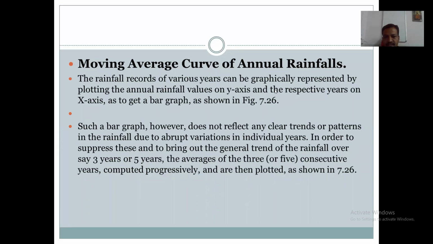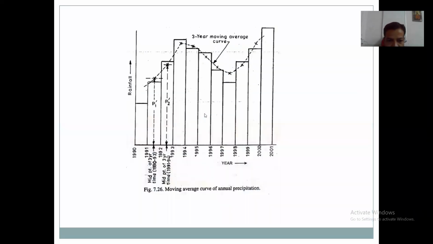The rainfall records for various years can be graphically represented by plotting annual rainfall values on y-axis and the respective years on x-axis. Graph मध्ये the number of years, how much the rainfall is there, and average annual rainfall is shown on y-axis. प्रत्येक वर्षी किती rainfall झाले या ग्राफ मध्ये दिलेलं आहे. From 1990 to 2001. त्याला काय म्हणतात moving average curve of annual precipitation. प्रत्येक वर्षी किती rainfall झाले.